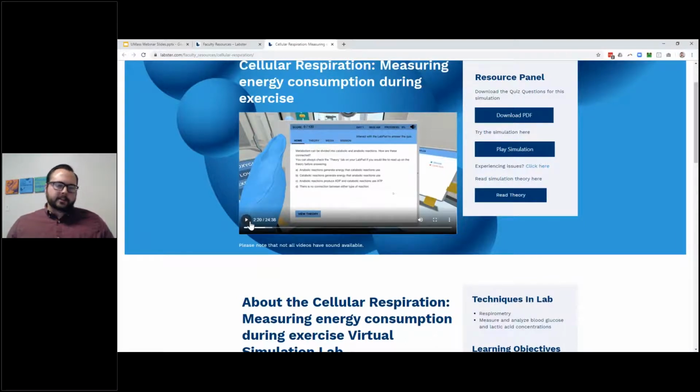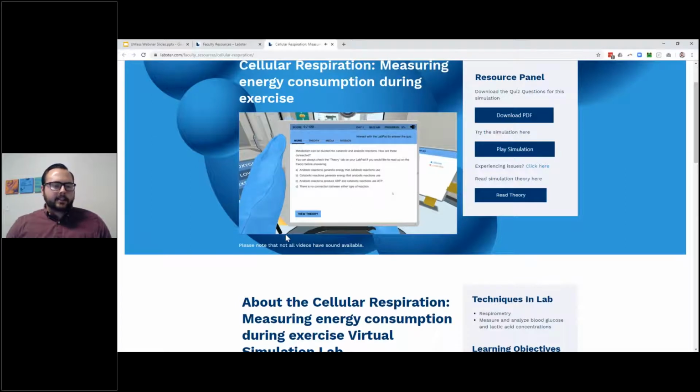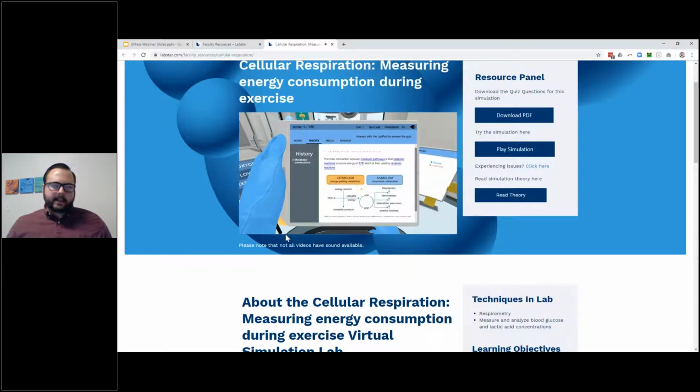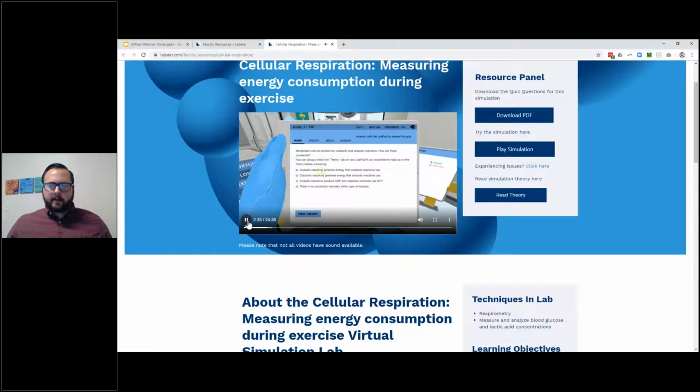As I mentioned a couple times, there are these multiple choice questions embedded throughout, and this is one example right here. The students have the ability to click into that theory tab and actually read to find the correct answer before just answering it right away. Once they click in, they read through, they find the right answer, then they're good to move on.